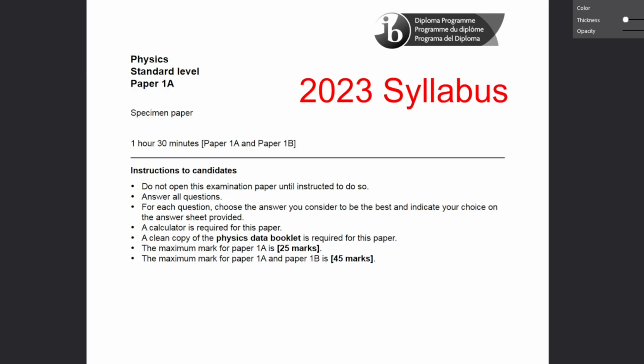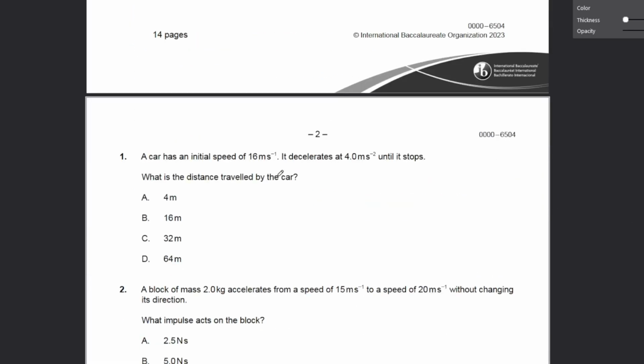IB Physics SL. This is paper 1A from the Specimen paper of the 2023 syllabus. Let's get started with question 1.